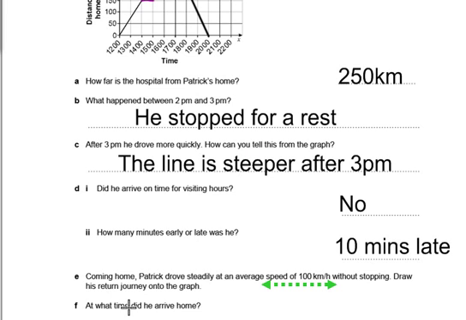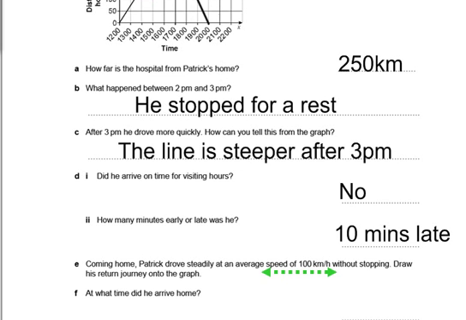Finally, for part F, what time did he arrive home? We can see on the graph that he arrives home at 2000 hours or 8 p.m.